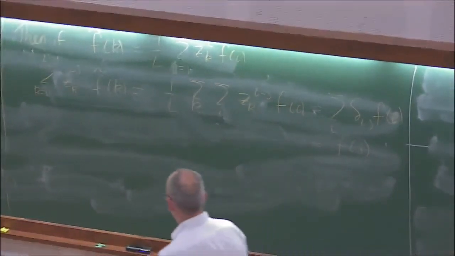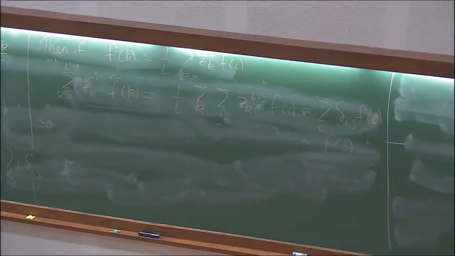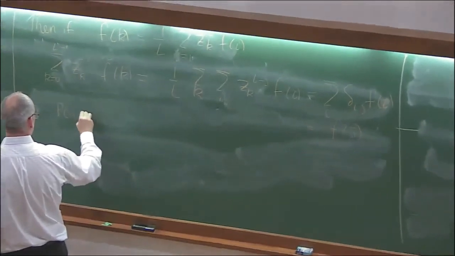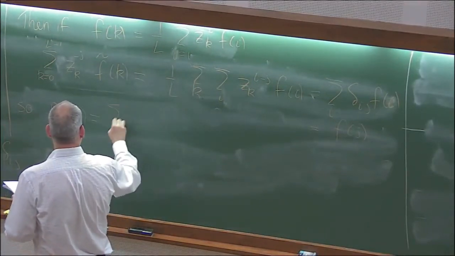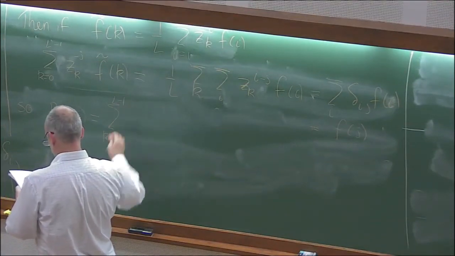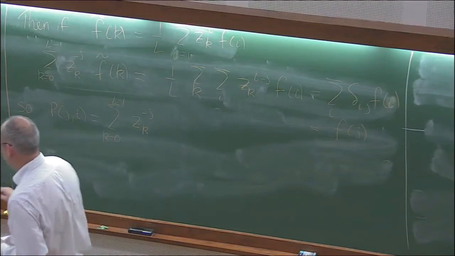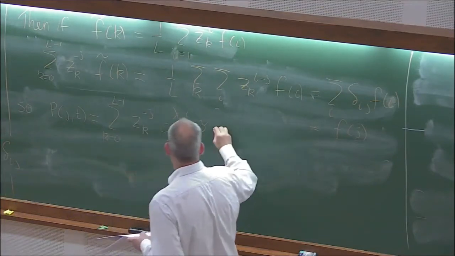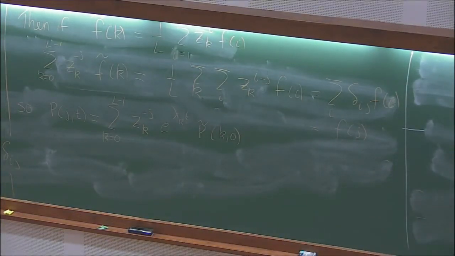So doing that, I've got the Fourier transform here. If I invert to get P of j, it will be the sum, k equals 0 to L minus 1, z_k to the minus j, then this is simply e to the lambda_k t p tilde_k(0). So the only thing left is to work out what the initial condition is.